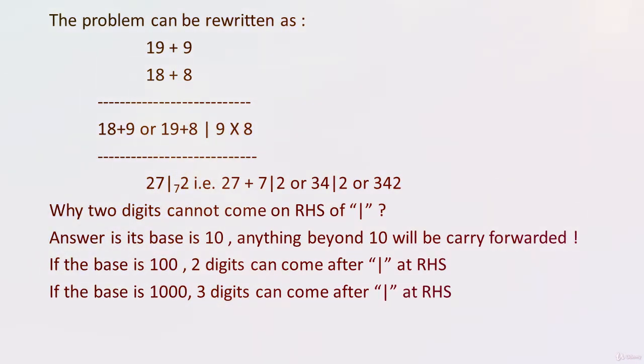When we carry forward 7 to the other side, it becomes 27 plus 7, that is 34. And the right hand side will be a single digit, that is 2. So our answer is 3, 4, 2, that is 342.